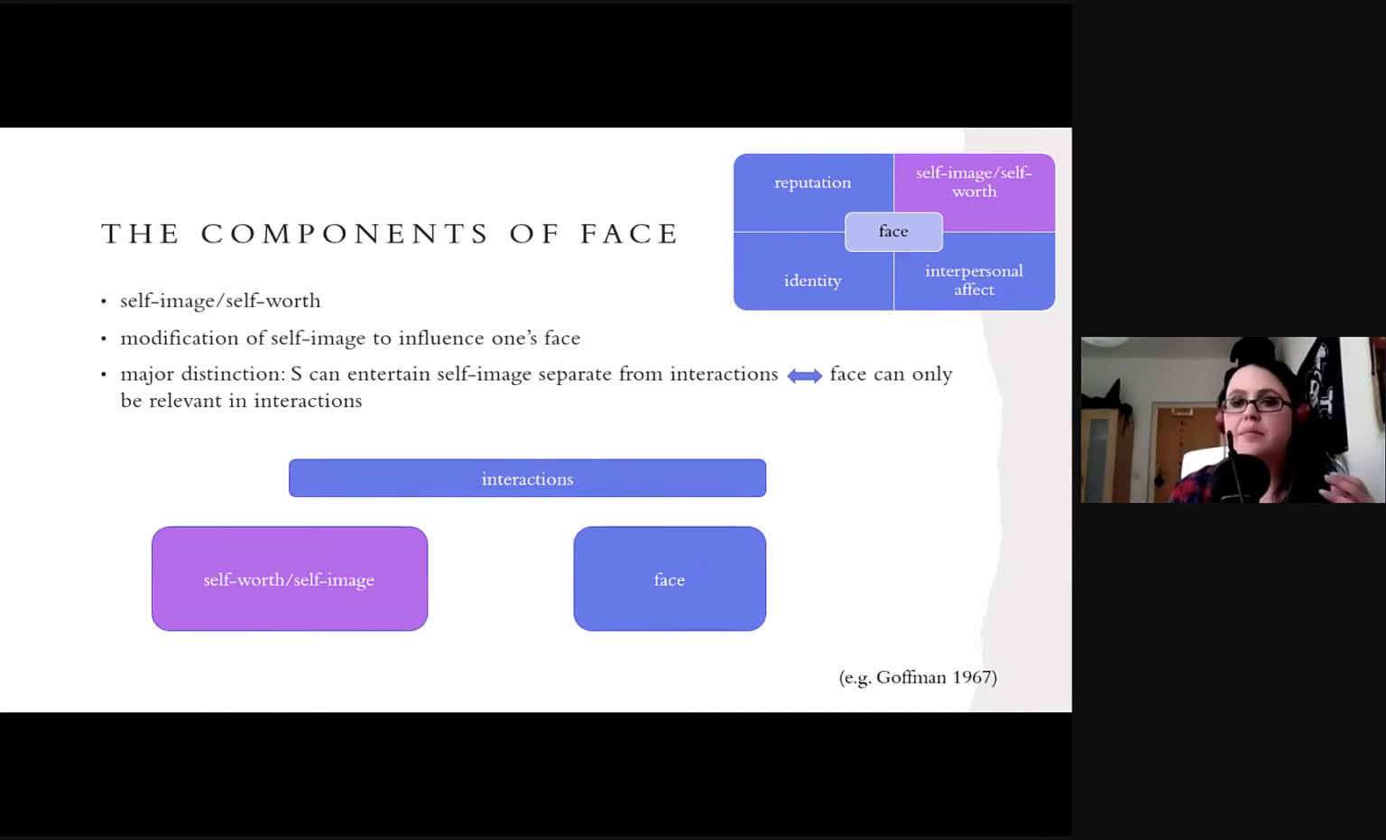This seems to be distinct from, but also overlapping with face, in that speakers can modify their self-image to influence their face, for instance, by dressing up smartly for a conference talk. But the major distinction between the two is that the speaker can entertain a self-image quite separately from interaction with other speakers. But face, especially in the line of Goffman, can only be relevant within interactions, that is, when we are in dyadic relationships with others. This is harking back to what Goffman's idea about face being on loan from society is all about.